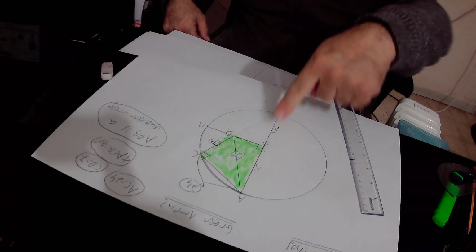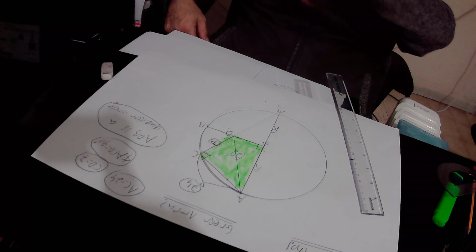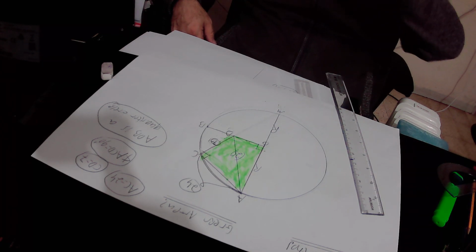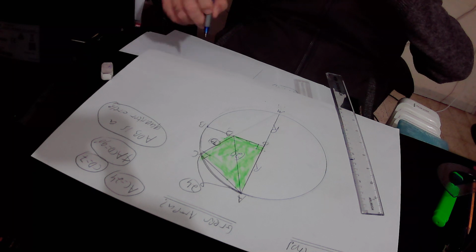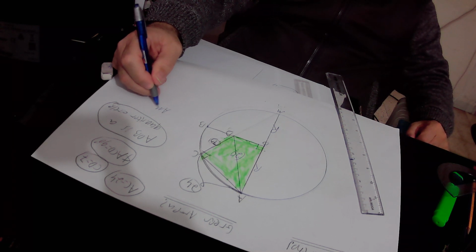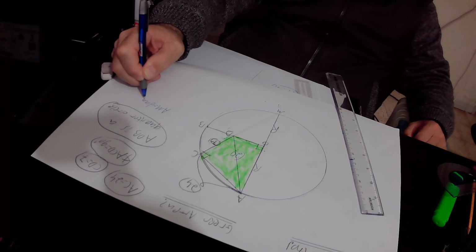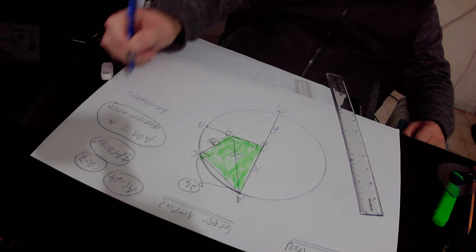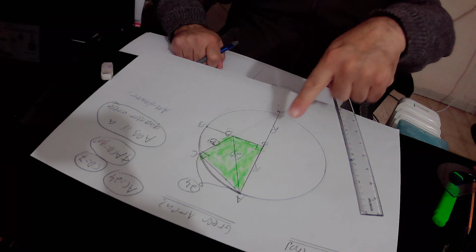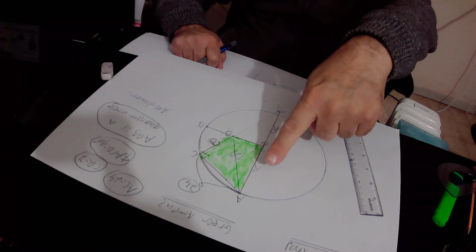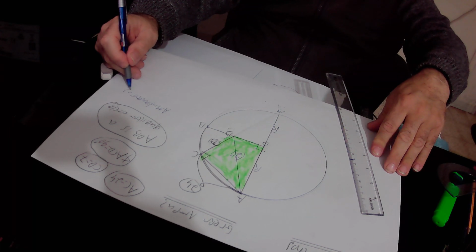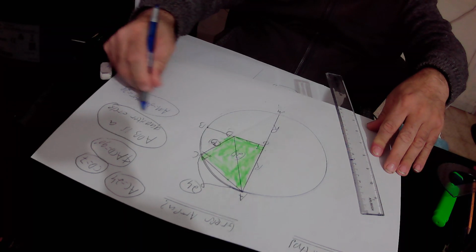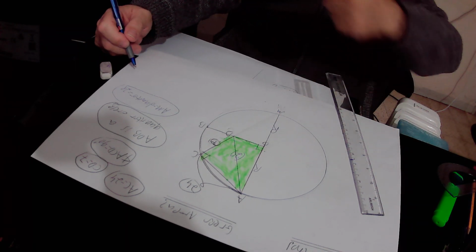So AM is a chord that passes through point O, the center of the circle, and any chord that passes through the center of the circle must be the diameter. Therefore AM is the diameter of the circle. And what is the length of AM? AM equals AO, that is R, plus OM, that is R, so AM in total equals 2R. In conclusion, AM is the diameter of the circle, equal to 2R.